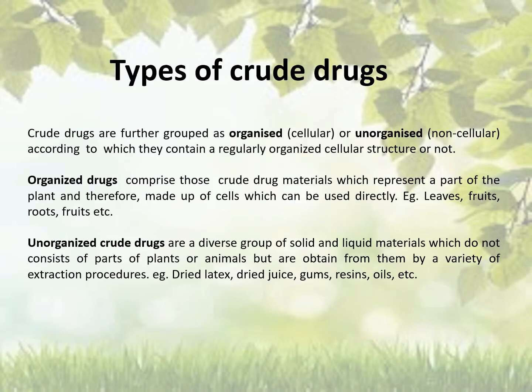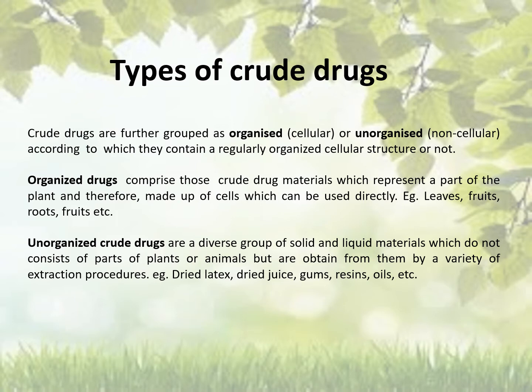Now, as you know, crude drugs are divided into two groups, organized and unorganized crude drugs. Organized drugs comprise those crude drug materials which represent a part of the plant and are therefore made up of cells, which can be used directly. Examples: leaves, fruits, roots, etc. Organized crude drugs have proper cellular structure. Every part of the plant falls into the category of organized drug.